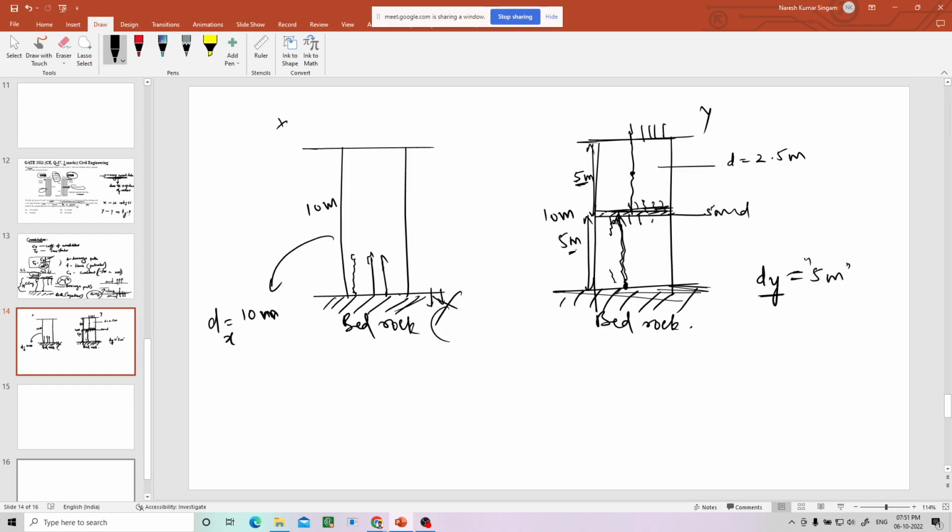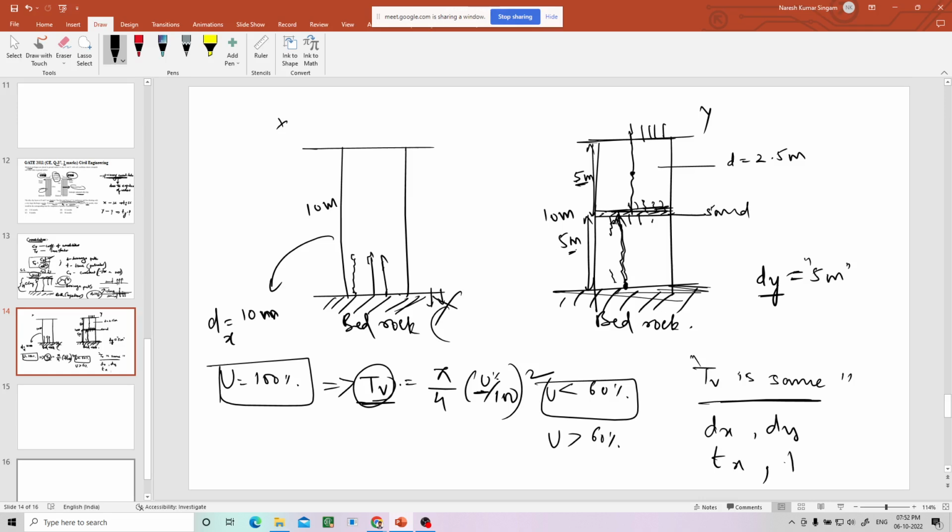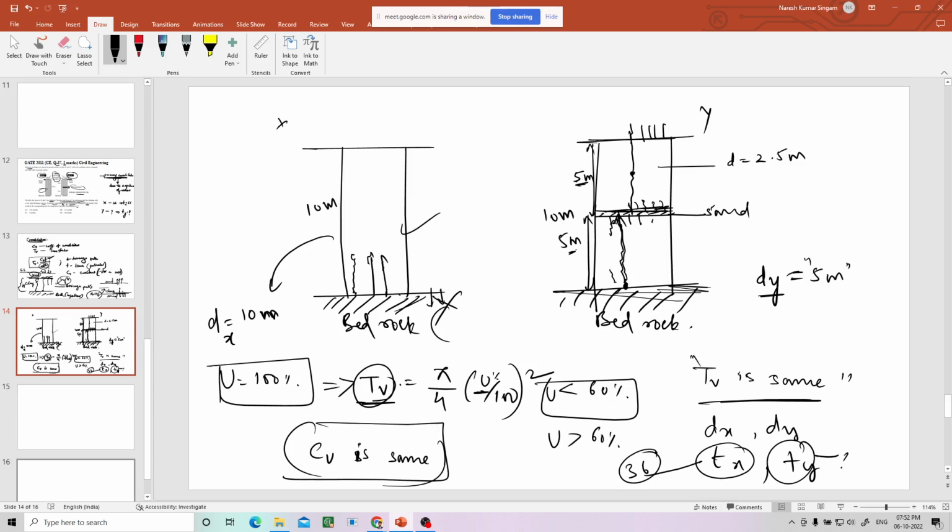Okay, now primary consolidation is 100%. Whenever consolidation U is constant for both, that means Tv is nothing but what? Pi by 4 into (U by 100 in percentage) whole square if it is less than 60%. If U is greater than 60%, I have given the empirical formula. Anyway, if U is constant in both, Tv is also constant for both sides. For both sides you have to calculate complete primary consolidation, so Tv is same. dx and dy are different, and we need to find out Tx, Ty. Tx we know is 36 months. What is Ty? And also Cv is same, because the same clay is undergoing consolidation.